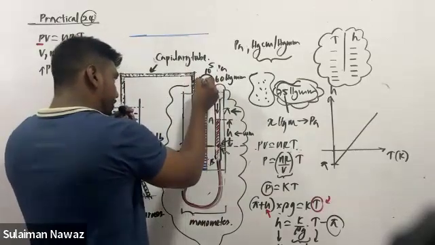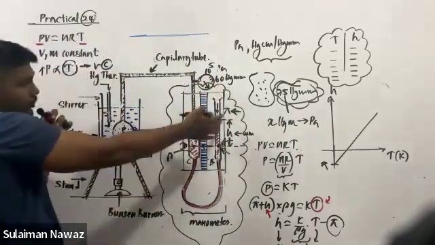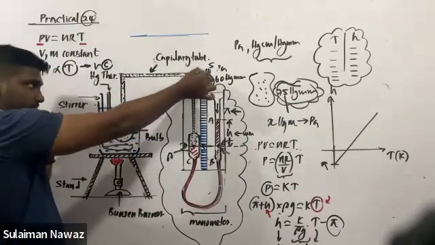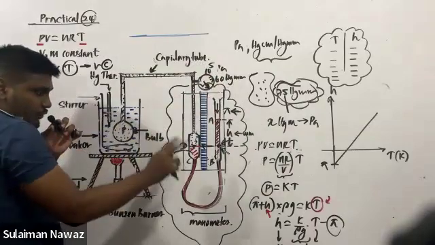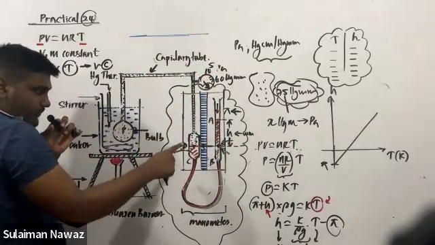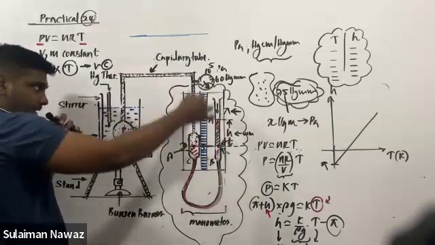Sorry, pressure regulator. They have connected a pressure regulator, so you don't need to do all these things. You can directly measure the pressure from this regulator. So this setup is used for two purposes. One is to measure the pressure. The other one is to maintain constant volume. Right? The same thing is achieved here.